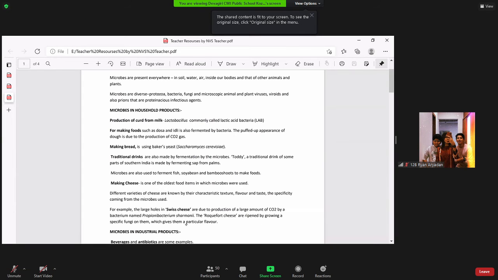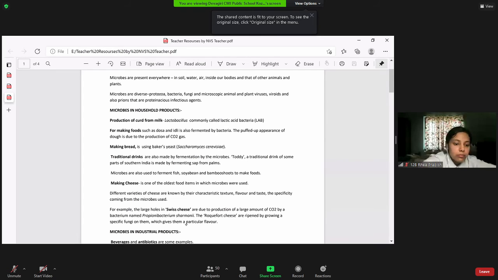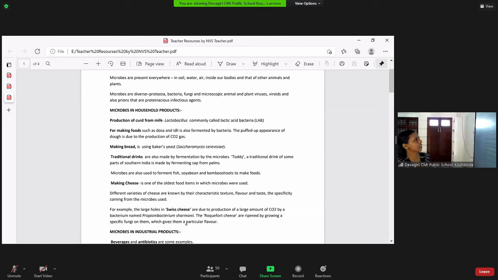Is the board clear, children? Yes, ma'am. Okay, so these are the points we have discussed in the last two classes. Microbes are present everywhere in soil, water, air, inside our bodies, and that of other animals and plants. They are diverse: protozoa, bacteria, fungi, and microscopic animal and plant viruses, viroids, and prions, which are proteinaceous infectious agents. These are the different classifications or diversity of microbes.